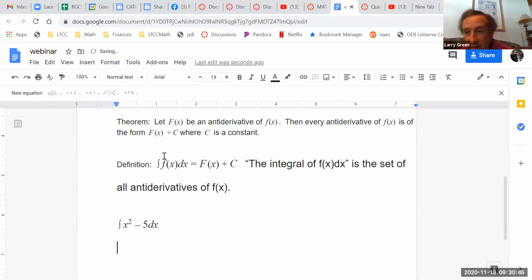So that's the question. What we need to do is find a function whose derivative is x squared minus 5. All right. Well, you've got to be careful. It's not taking a derivative. It's untaking a derivative.